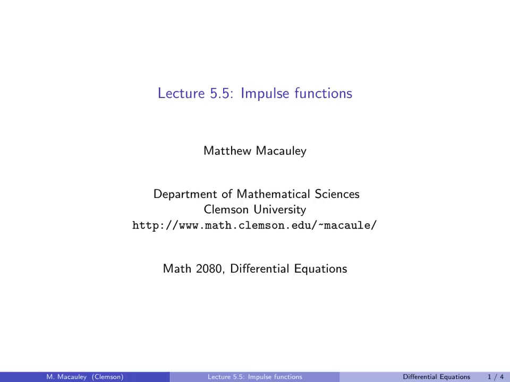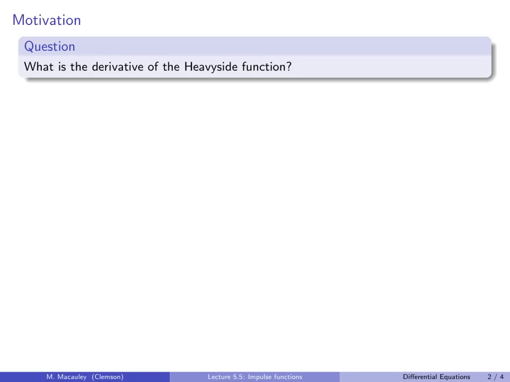Welcome to lecture 5.5, Impulse Functions. So let me ask you a question, just open-ended. What is the derivative of the Heaviside function? So remember what the Heaviside function is? It's this function, which is 0, and then it jumps up to here. And this up here is 1.